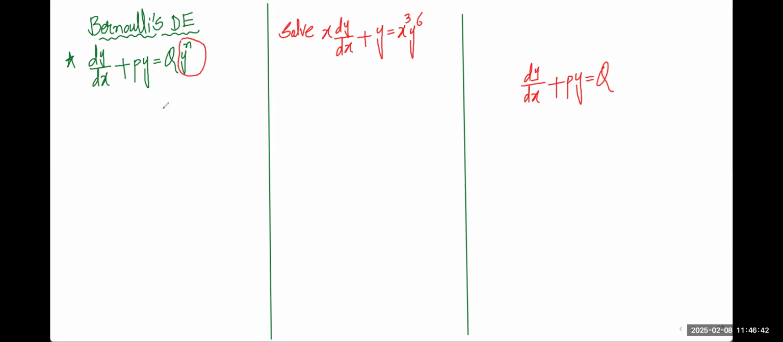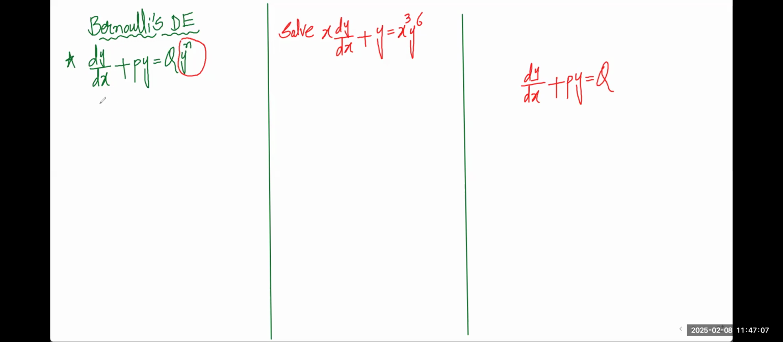That's what I'm asking. Y to the power of n is extra term. That's what it is called Bernoulli. This is called linear. So our intention is to take off this term. If you eliminate this term y power n, then this Bernoulli will be converted to linear. What is the process to eliminate?